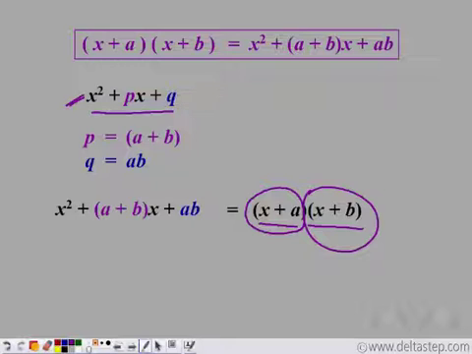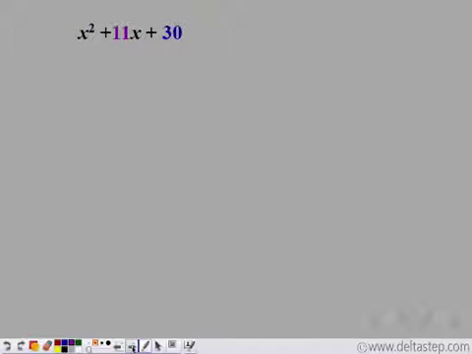So whenever you have an expression of the form x square plus something into x plus something, you need to find two numbers such that their sum is equal to the coefficient of the middle term and their product is equal to the last term. And if you are able to find two such numbers, you will be able to factorize expressions of this form. So let us see an example.